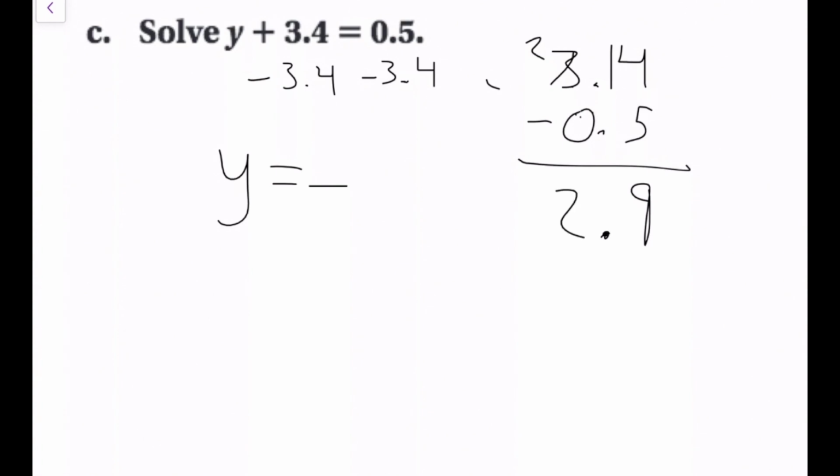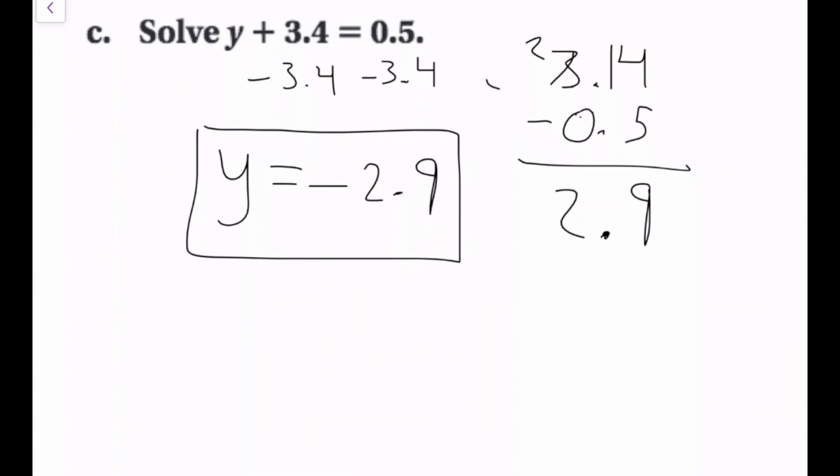So my final answer is going to be y equals negative 2.9. And then once again, I could plug this in to check. Negative 2.9 plus 3.4 does equal positive 0.5, so I know my answer is correct.